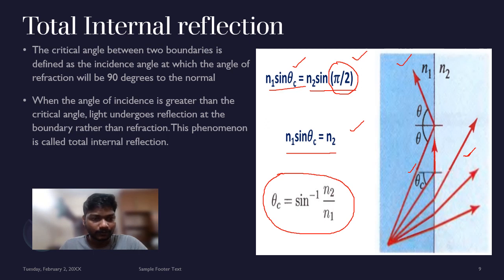So the second point is, when the angle of incidence is greater than the critical angle, the light undergoes reflection at the boundary rather than refraction, and this phenomenon is called total internal reflection. It is used in fiber optics because we want our light to be guided in the optical fiber. We don't want our light to be transmitted into the cladding, because if the light is transmitted into the cladding, that will be lost. So in an optical fiber, we couple the light in such a manner that it will always undergo total internal reflection and will not be transmitted into the cladding.